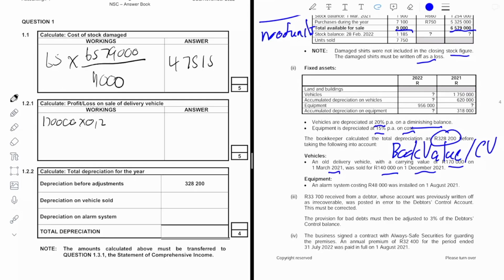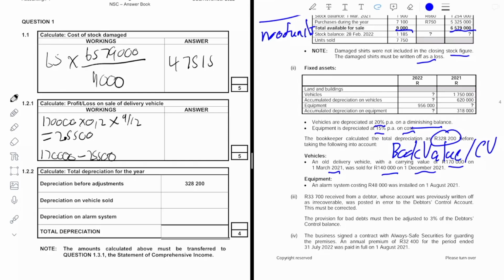So vehicles are depreciated on the diminishing balance method. So remember your diminishing balance method, it's going to be your carrying value. So that's 170,000 times your rate of depreciation, which is 20%. And then 9 months have passed since 1st March, so it's going to be times 9 over 12. And that is equal to 25,500.